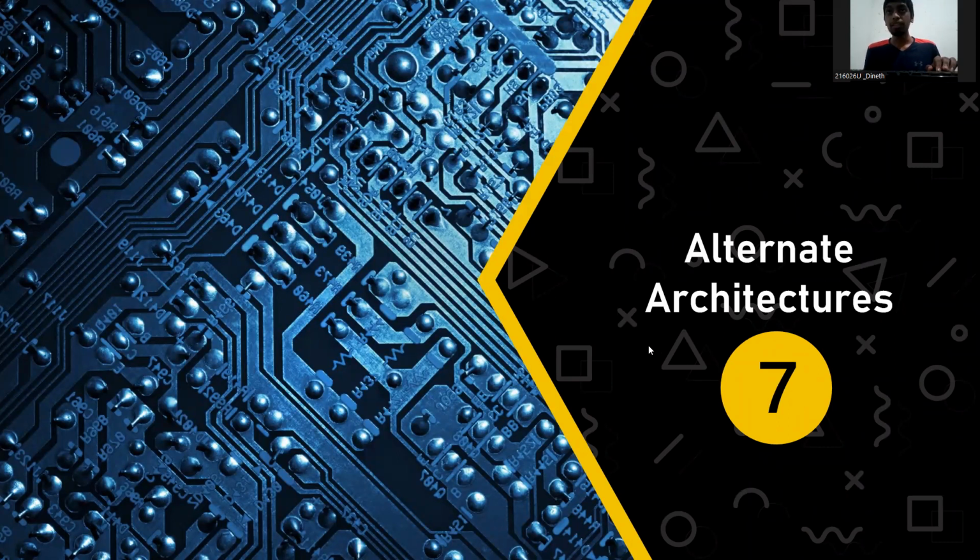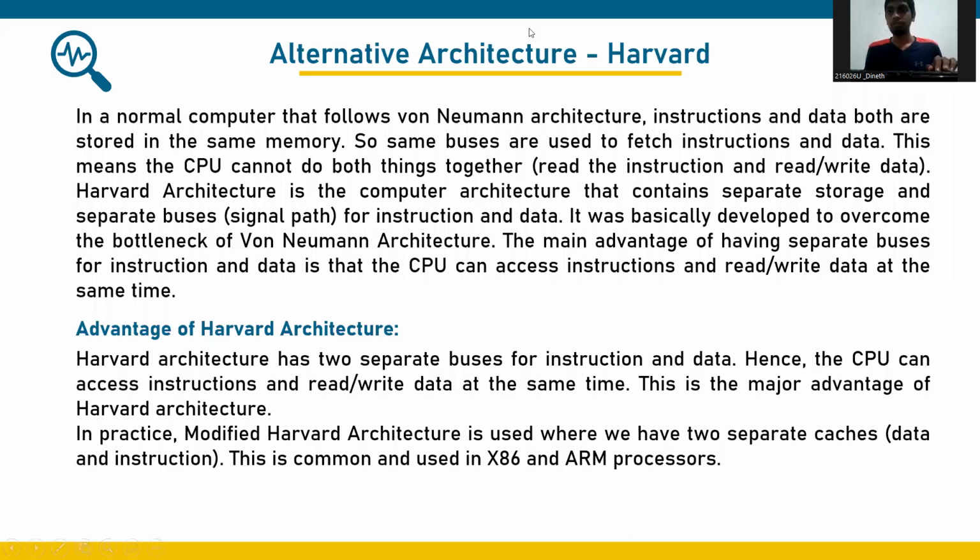I will explain an alternative architecture for von Neumann architecture. Here is the Harvard alternative architecture. In a normal computer that follows von Neumann architecture, instructions and data are both stored in the same memory. So, the same buses are used to fetch instructions and data. This means the CPU cannot do both things together: read the instruction and read or write data.